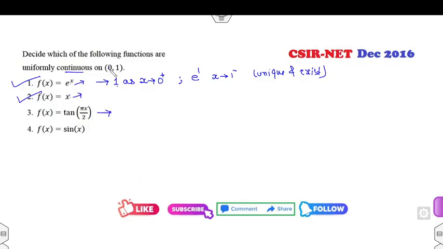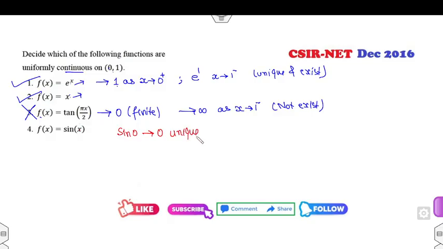Clearly, when you take 0, tan 0 will be 0, which is finite, but it goes to infinity as x approaches 1 negative. That means it does not exist. So the third option is cancelled. When you take 0, it goes to sine 0, which is 0, a unique number. And if you take 1, it goes to sine 1, which is again unique and finite. So yes, the right answers are A, B, and D.